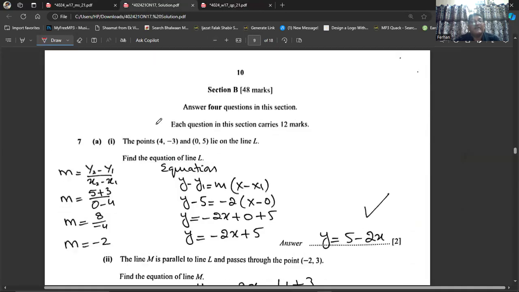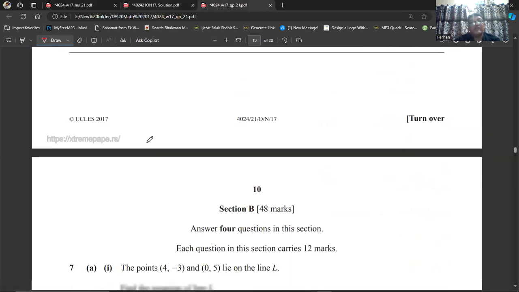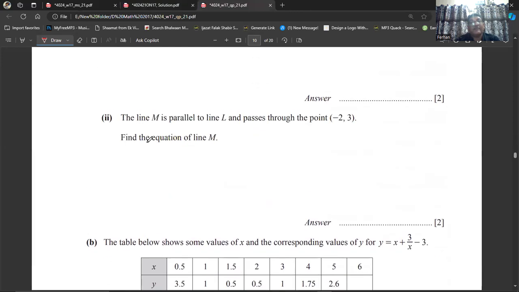Question number 7, it's A part. I have already explained to you. Sorry, there was a confusion. I think that I missed the C part.